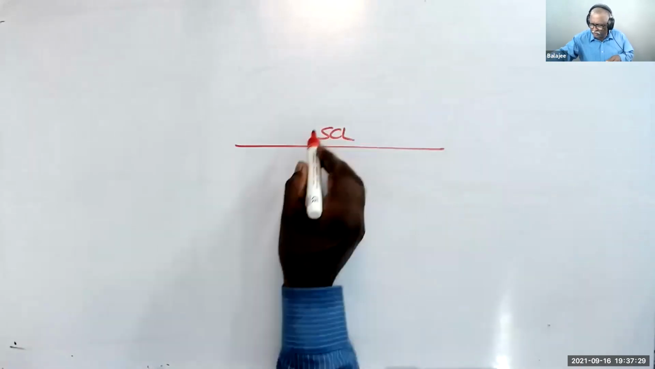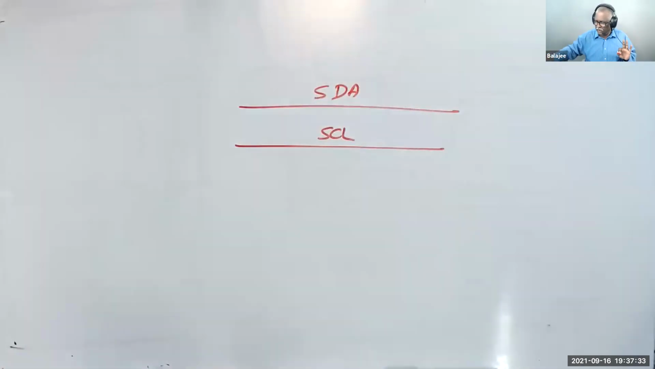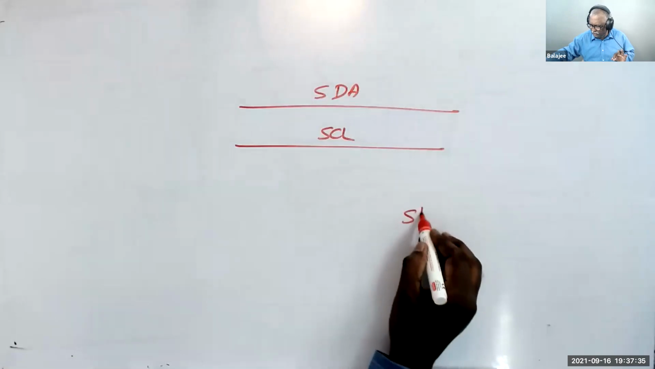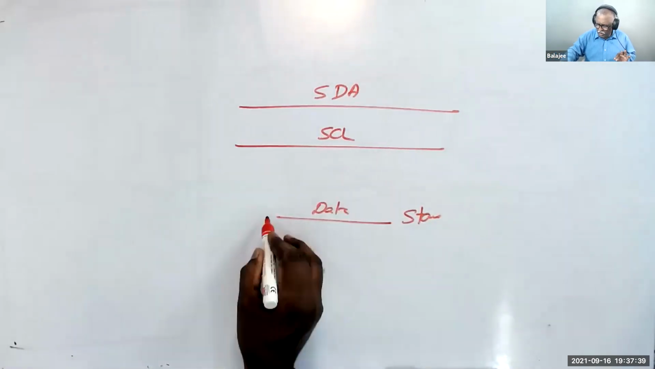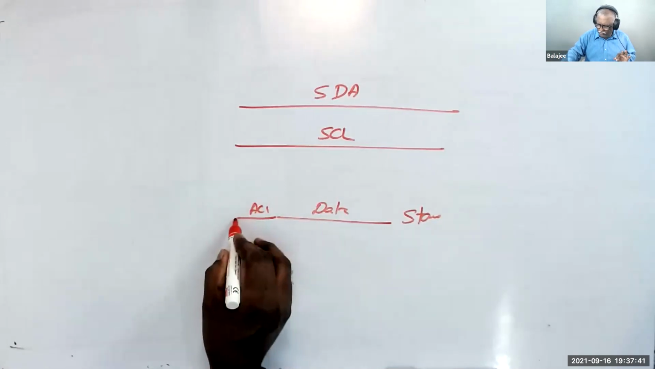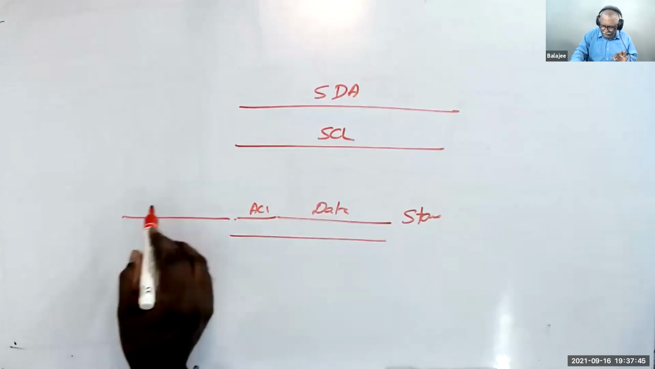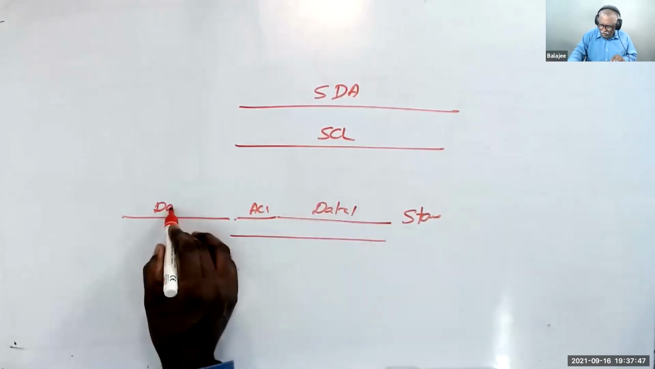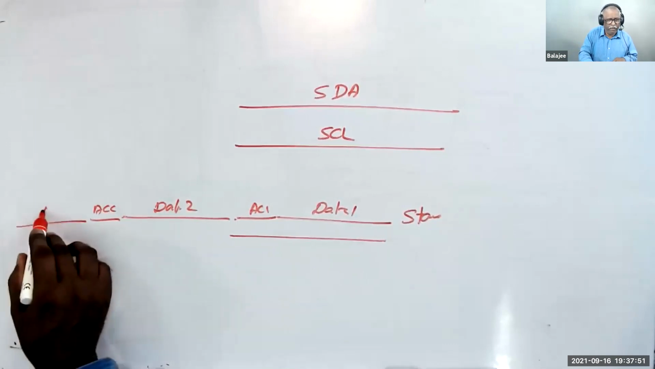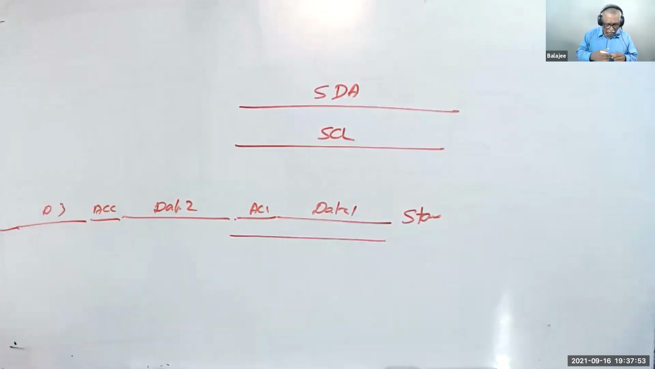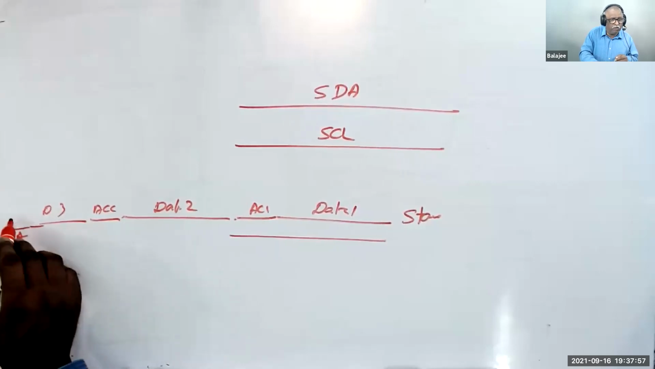SCL, SDA. That's the bottommost. And there you know that start, data, acknowledgement, this one. That is for 1 byte. Then you send another byte. Data 1, data 2, acknowledgement. Data 3, acknowledgement. Then stop.